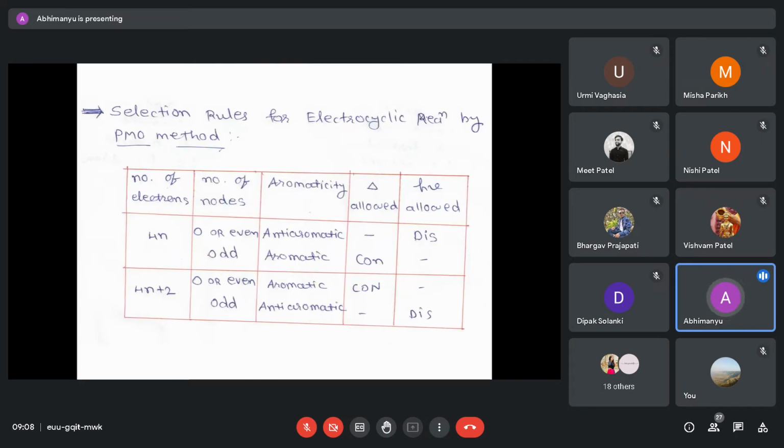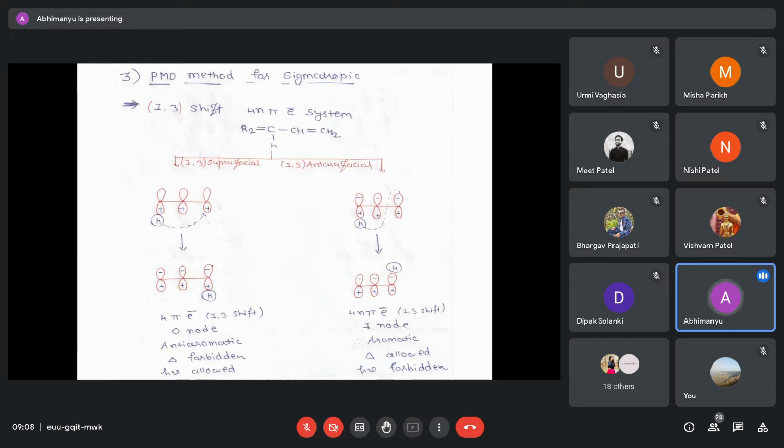So again, similar selection rules by PMO. For 4n, only focus on the zero: zero node is anti-aromatic, and anti-aromatic means hv allowed. And for 4n plus 2, zero means disrotatory and aromatic. Based upon the node, you can convert it into the odd system. And last one, in the 1,3 and 1,5 systems.